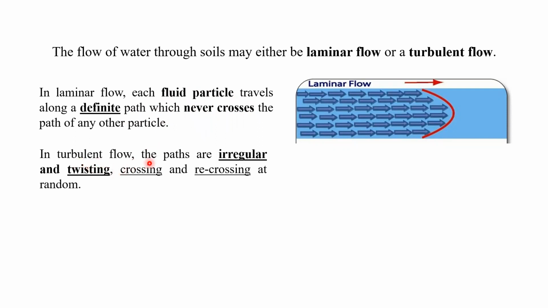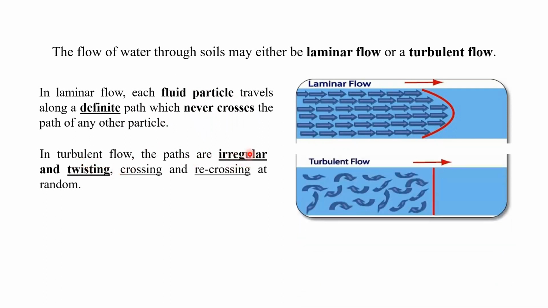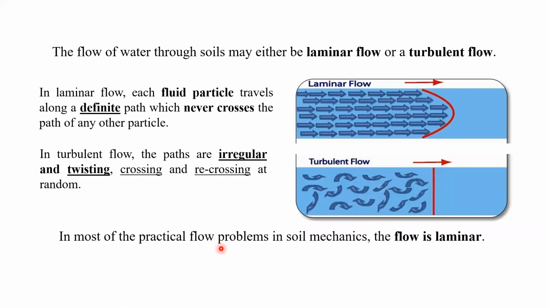But in the case of turbulent flow, we can see the paths are irregular and twisting. You can see the figure, the paths are irregular. So one water particle may cross the path of another water particle, right? That's why it is irregular and twisting, crossing and recrossing at random. So this is called turbulent flow. In soil mechanics, normally flow is laminar.